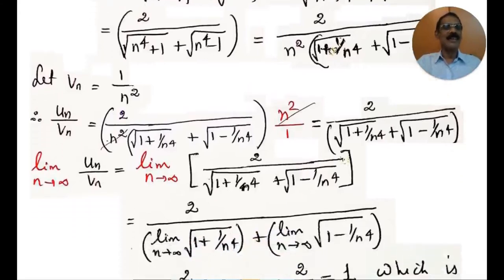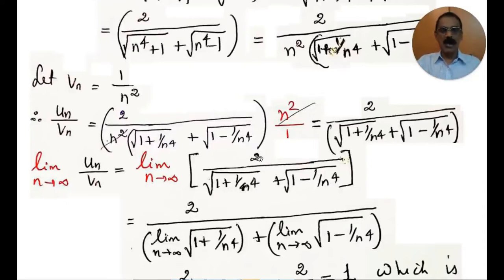Now, it is very easy to apply the limit. Apply limit on both sides. Limit of un by vn as n tends to infinity is equal to limit of 2 divided by square root of 1 plus 1 by n to the power 4 plus square root of 1 minus 1 by n to the power 4. Now, when you apply limit, we have to apply limit for numerator as well as denominator. In the numerator, there is no n at all. Therefore, no need of applying limit here.